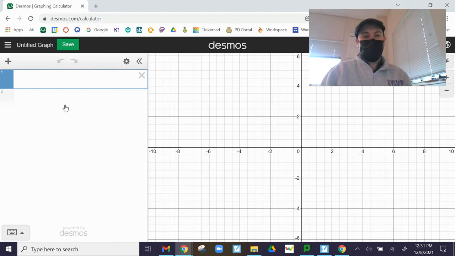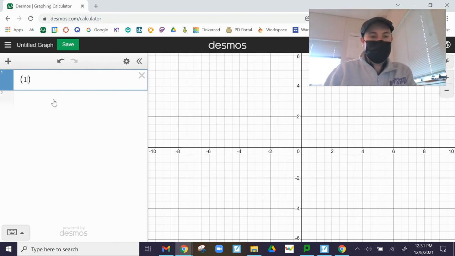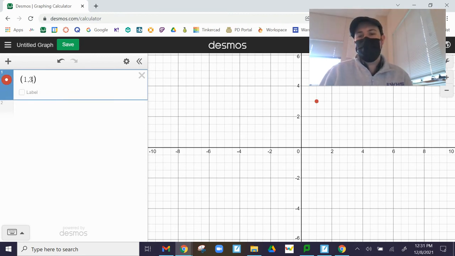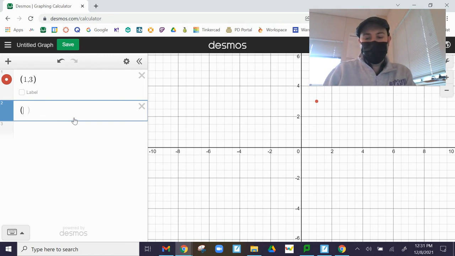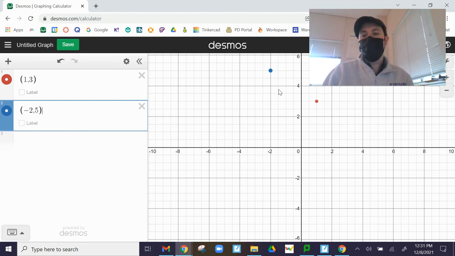So I'm going to plot these points. You could do it with a table. I'm actually going to just put the point at 1, 3. There it is. It pops up right there. There's the point. Next, I have the point -2, 5. This was the example we were working through. -2, 5. So there they are.